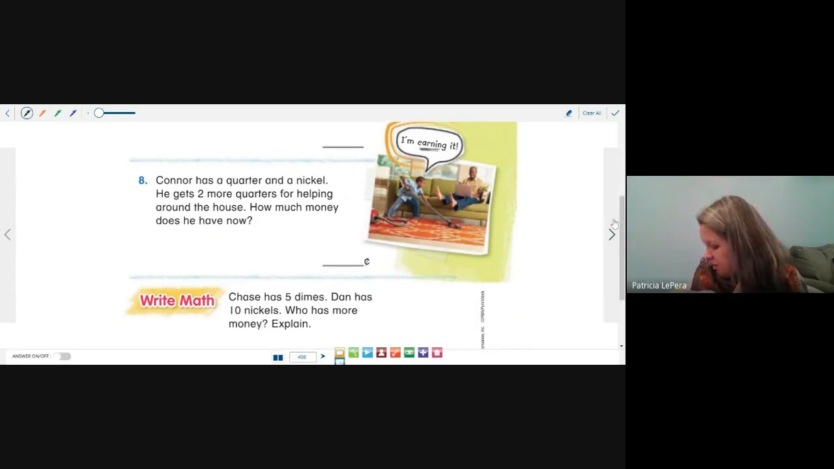And the last one, this one's for you, Connor, number 8. Connor has a quarter and a nickel. He gets 2 more quarters for helping around the house. How much money does he have now? Okay, so he has some money, but then he adds on even more. So we're going to just draw out everything and add it up.